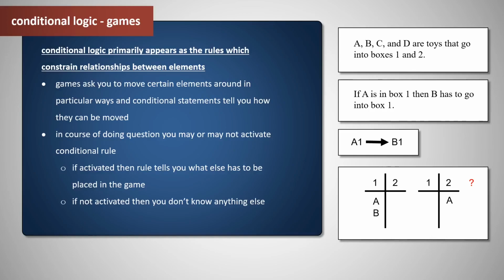Okay? And that's what that second diagram represents. You can have A in 2, and that doesn't tell you anything about what has to be next, because our rule only deals with what happens if A is in 1. Okay, so that's very important. And I can't stress this enough because a lot of students get this wrong. Conditional rules are subject to activation. Activation means that the sufficient part is true. If it's true, then the necessary part is true. If the sufficient part is not true, we don't know. Okay.